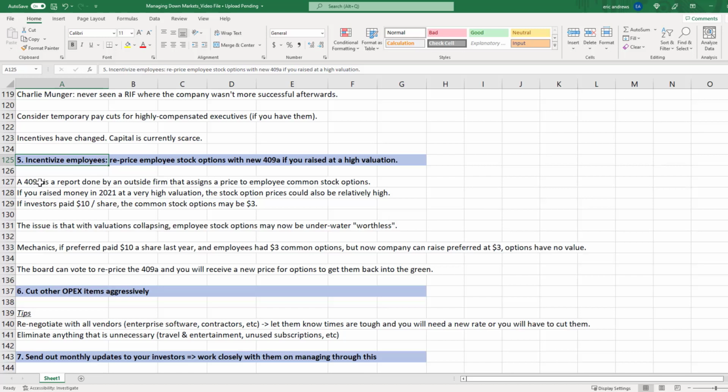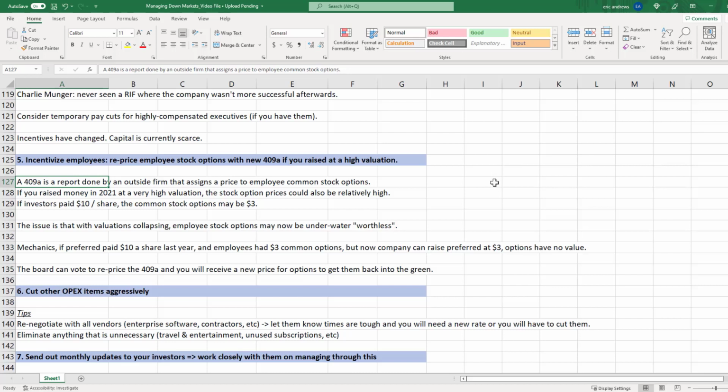So a 409A is basically a report done by an outside firm that assigns a price to employee stock options. And the reason is because it's basically compensation, and so the government wants to keep track of it. And if the company is acquired, there needs to be some sort of base price of the option so that the acquisition price minus the option price is what the employee basically gets. And so an outside firm needs to do this analysis. You contract them once a year and they price the stock options.